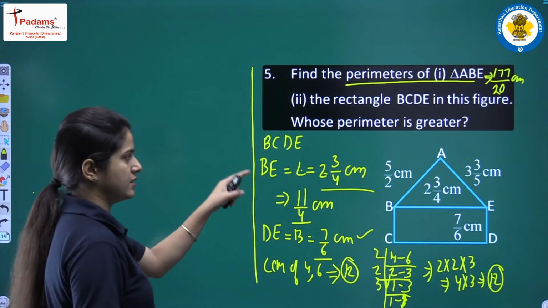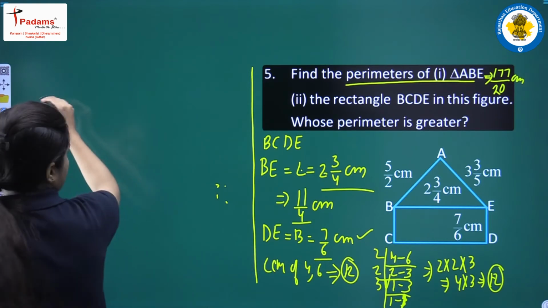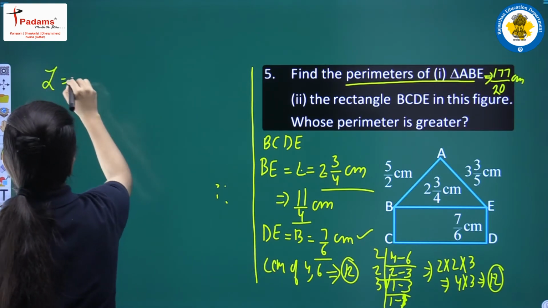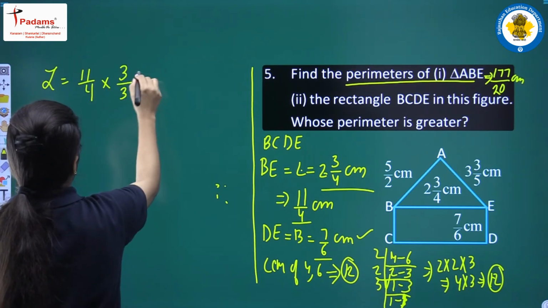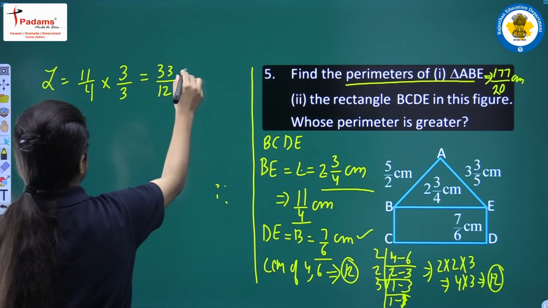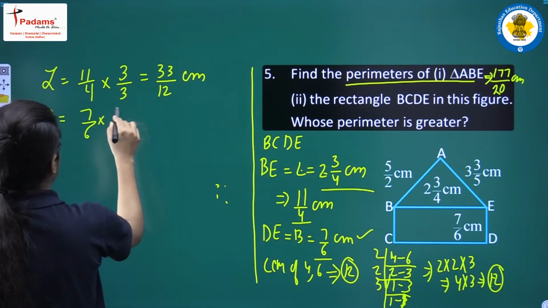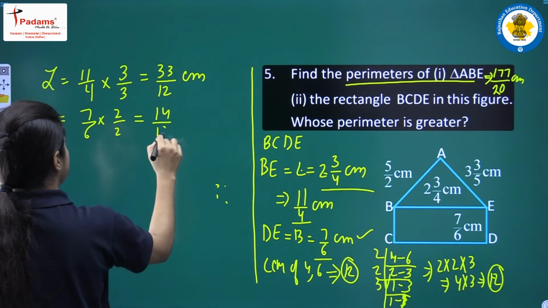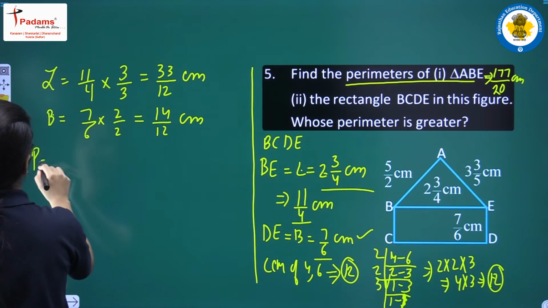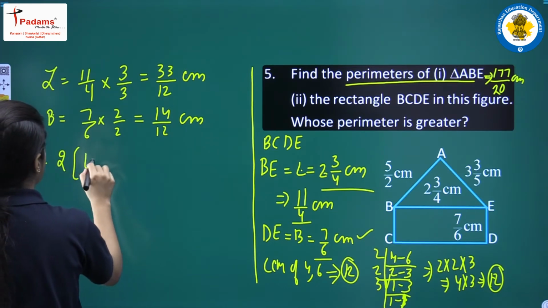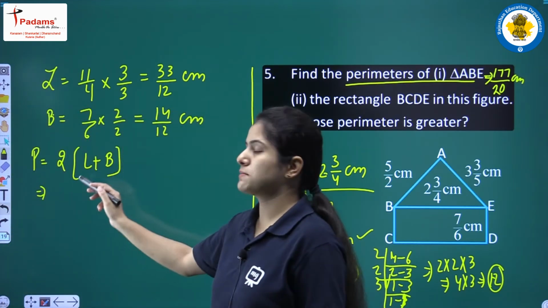Okay, so we have to make these two denominators equal to 12. Okay, so students, length is equal to 11 upon 4. So we have to multiply it by 3/3, 33 upon 12 centimeters. Okay, breadth is equal to 7 upon 6 into 2 by 2, 14 upon 12 centimeter. Alright students, you can have a clear look. Alright, now we have to find the perimeter. Perimeter's formula is equal to 2(L plus B). Okay, perimeter of the rectangle is equal to 2 multiplied by length plus breadth.